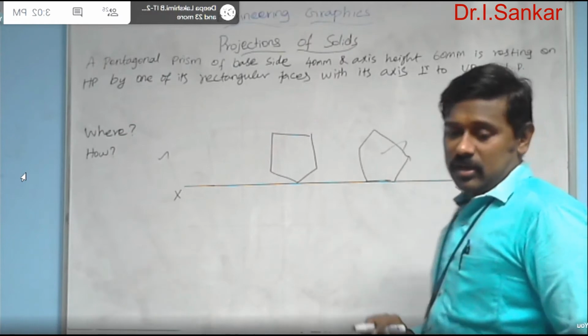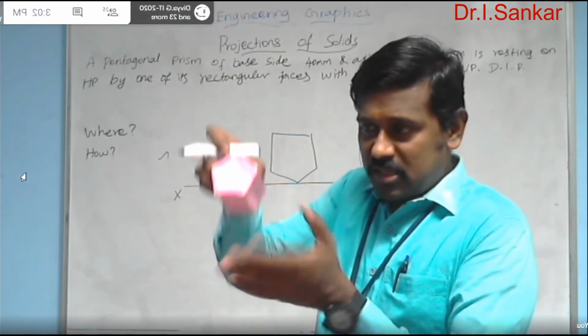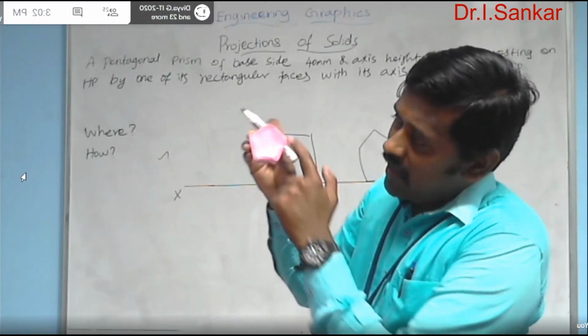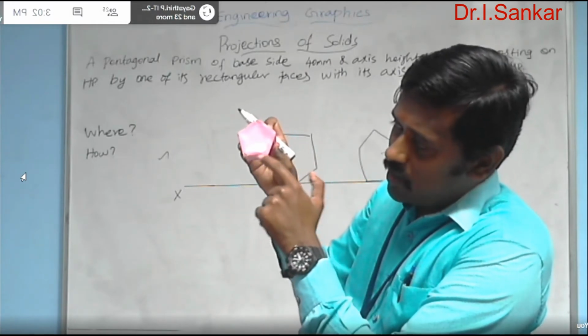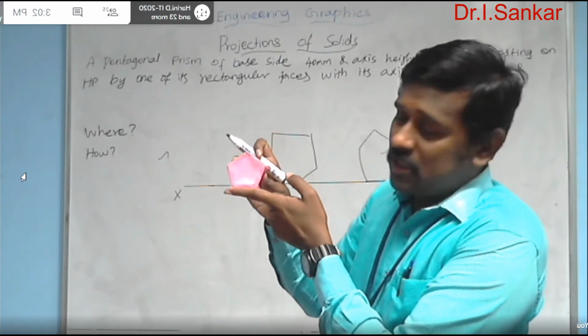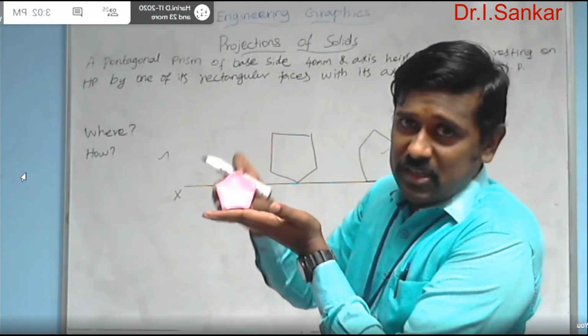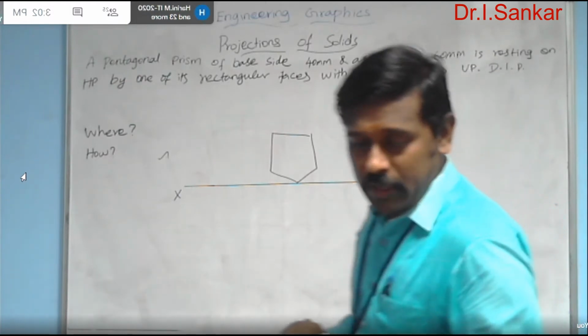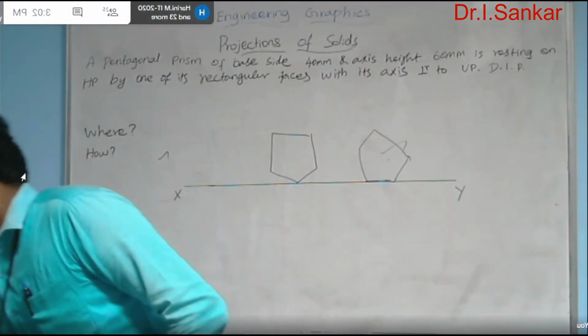Because when the solid is resting on the horizontal plane by its side face, definitely as a base view, one base edge should be resting on the XY line in the front view. That's how you satisfy that resting condition. So you need to follow this way of base view. Let me draw the base view of the solid.